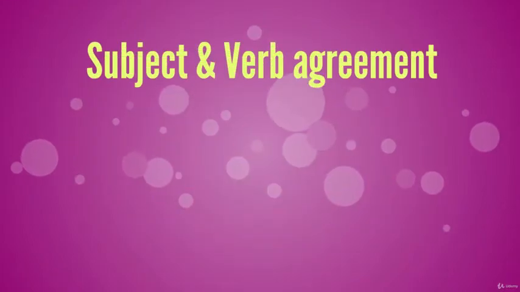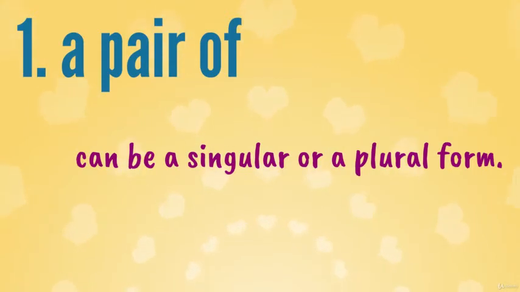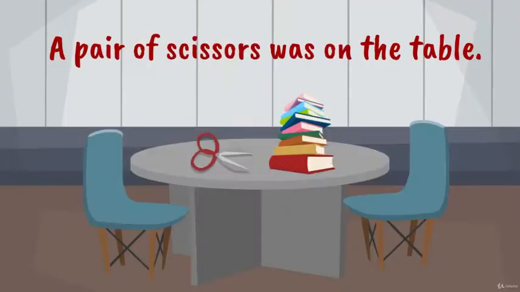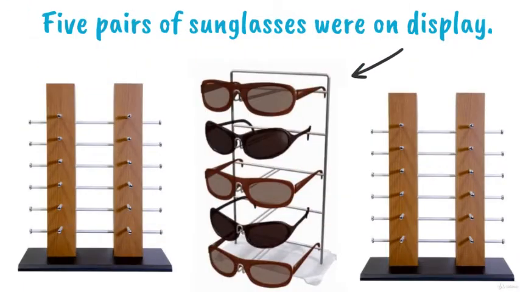Subject and verb agreement. Part 2. Special cases. 1. A pair of can be a singular or a plural form. Examples: a pair of scissors was on the table. 5 pairs of sunglasses were on display.